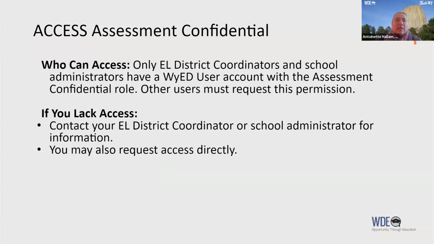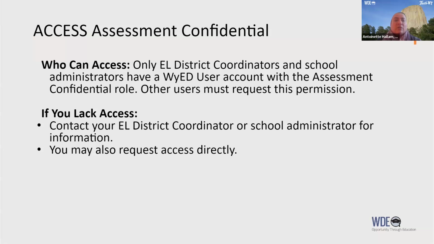Next thing I would like to mention is the Access Assessment Confidential. And in order to have access to it, you will need a WIDA portal account. This is essential for English learner district coordinators and school administrators to connect to the Assessment Confidential. It's important to understand who has access and how to obtain the necessary permission to utilize this portal. To sign in, again, only EL district coordinators and school administrators will have a WIDA user account with that Assessment Confidential role, unless you request that someone else be granted that permission.